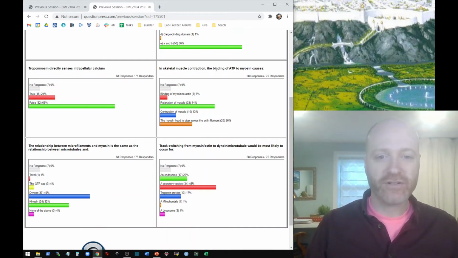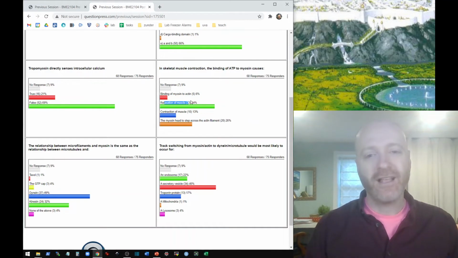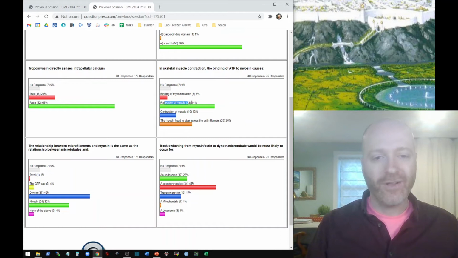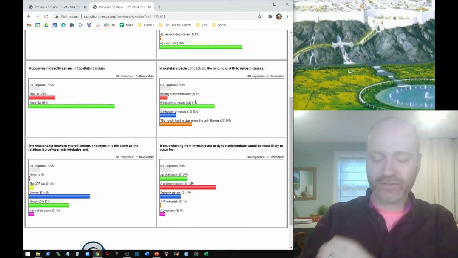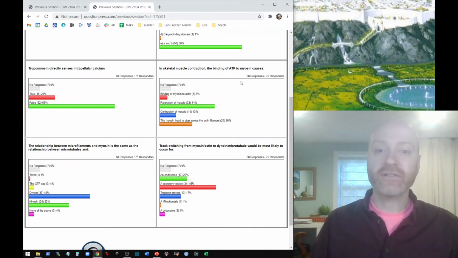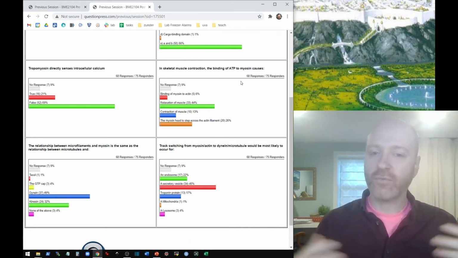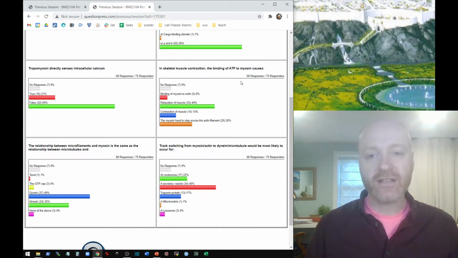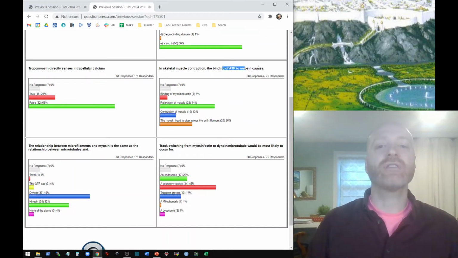All right, next question. In skeletal muscle contraction, the binding of ATP to myosin causes relaxation of muscle is the correct answer here. And the way I remember this is I think about rigor mortis. So when people die, their muscles become very stiff. That's called rigor mortis. And the reason for that is because all the cells in their body, and specifically the muscle cells, can't produce ATP anymore. There's no more energy being provided to the muscle. It can't make ATP anymore, so all we're left with is ADP.